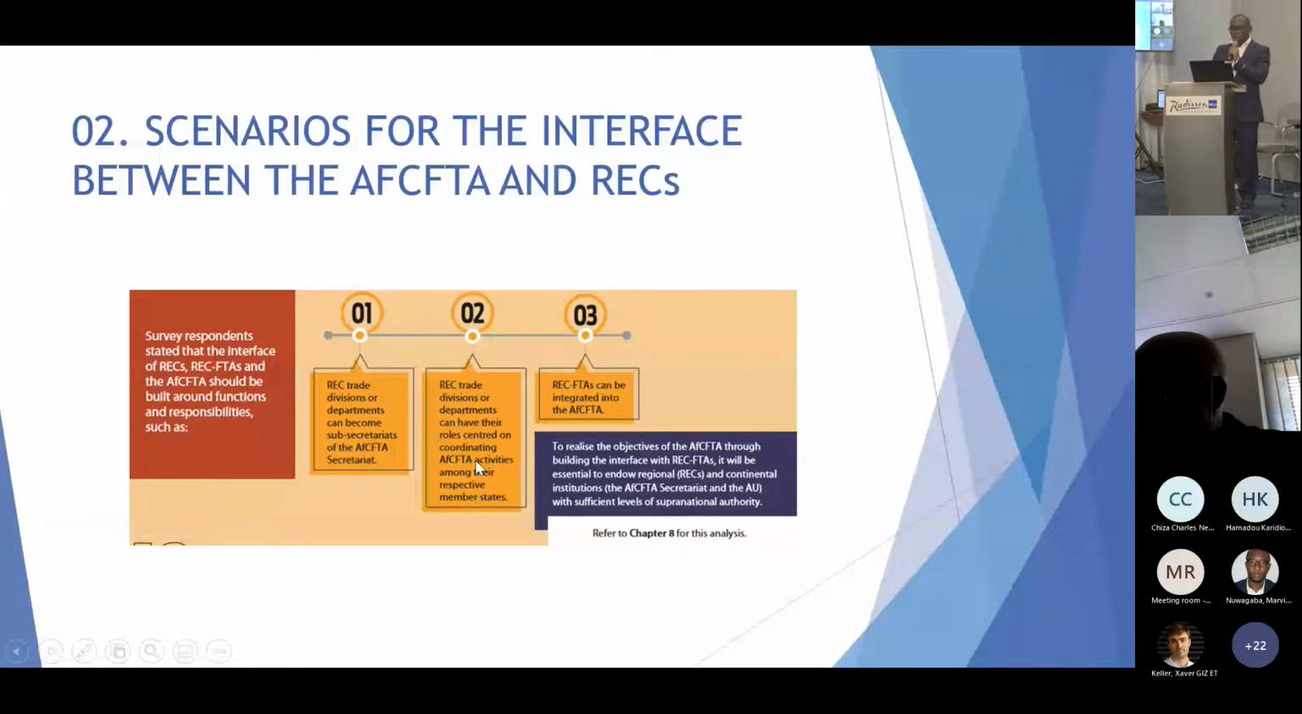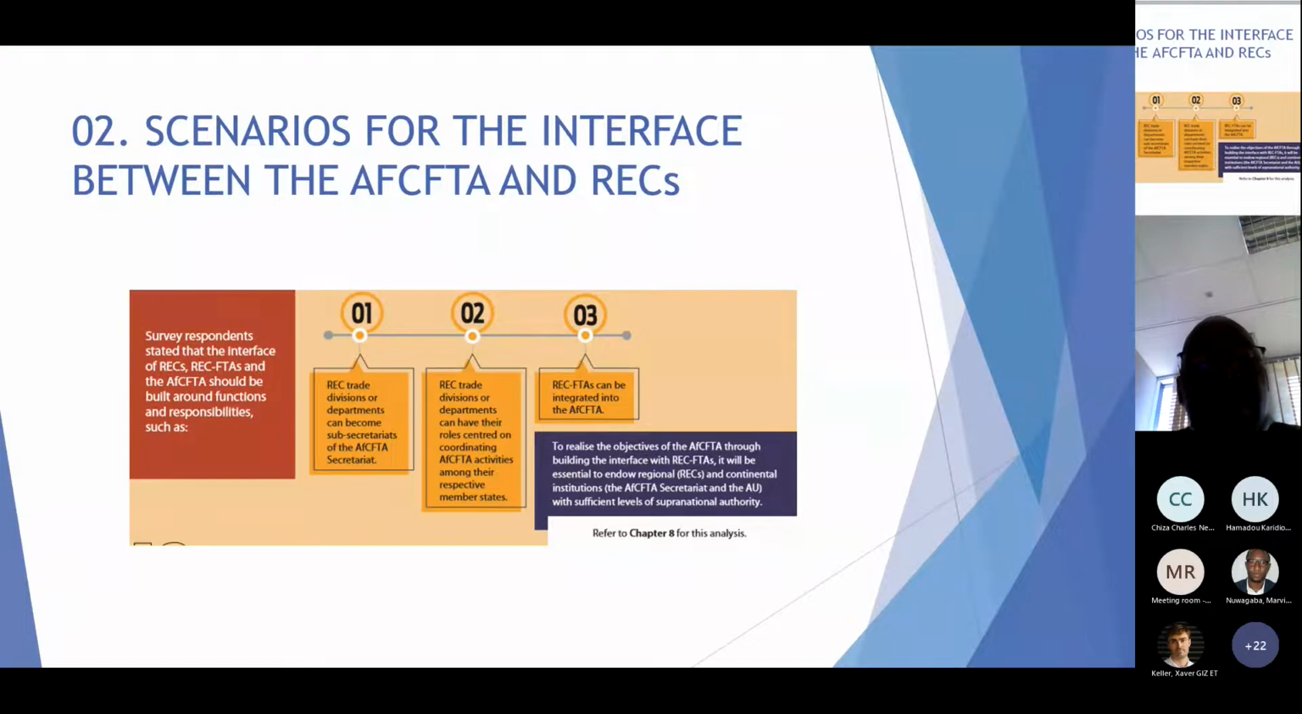So I was saying that among these three scenarios, some may be a bit sensitive, but nothing has yet been decided. But these are just scenarios that maybe you can discuss on the pros and cons of each and every one, or each of the three.